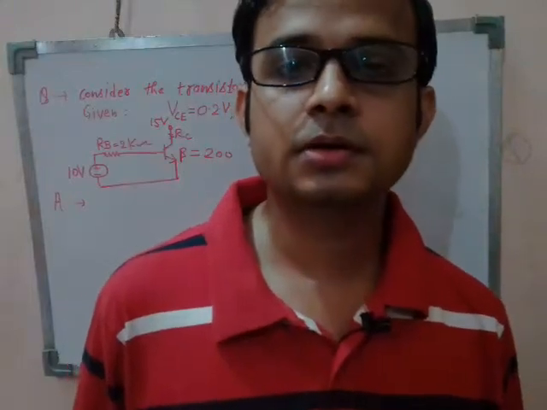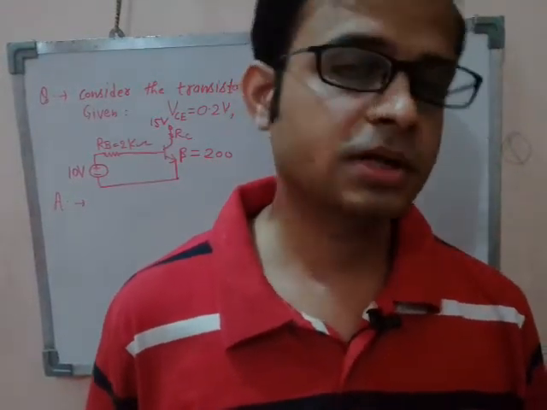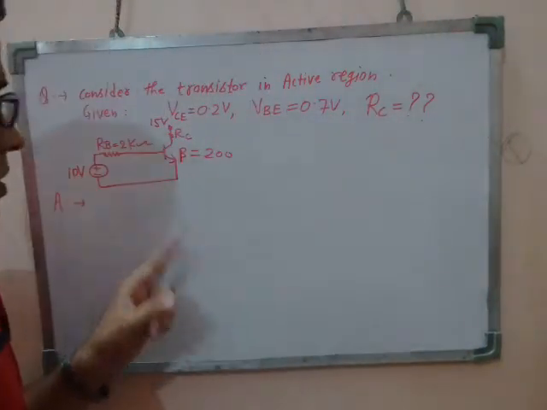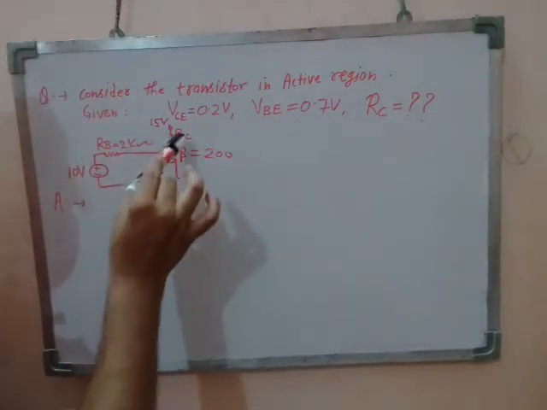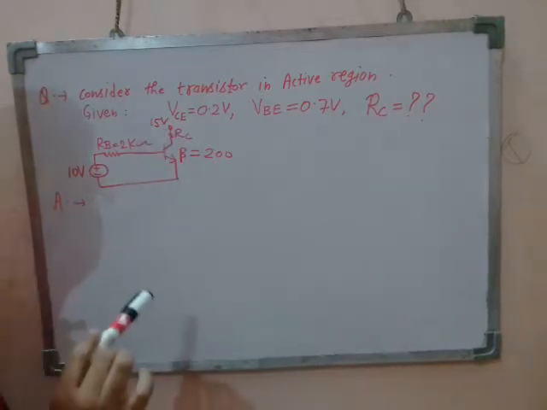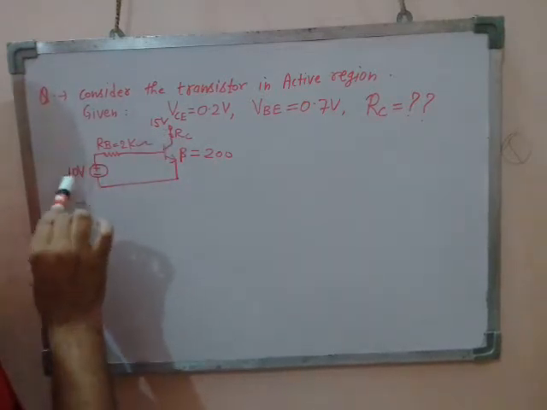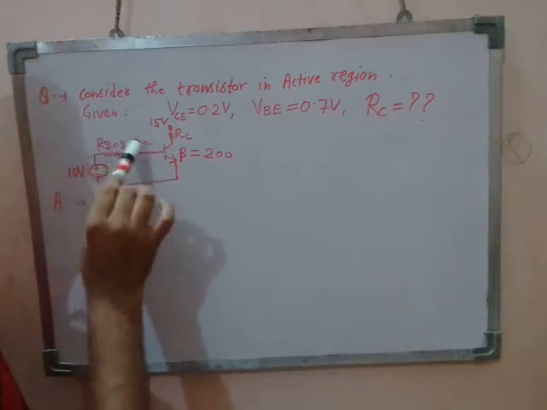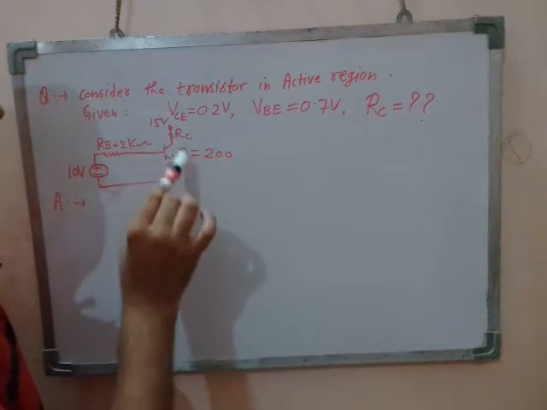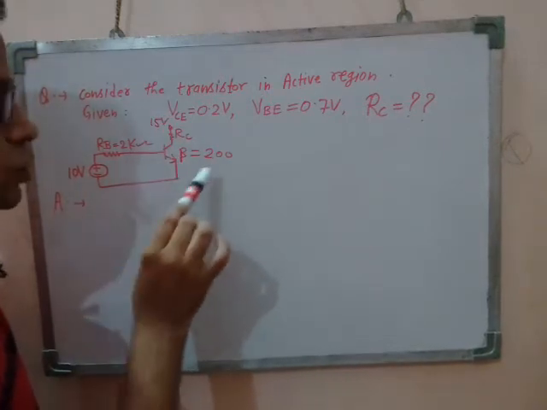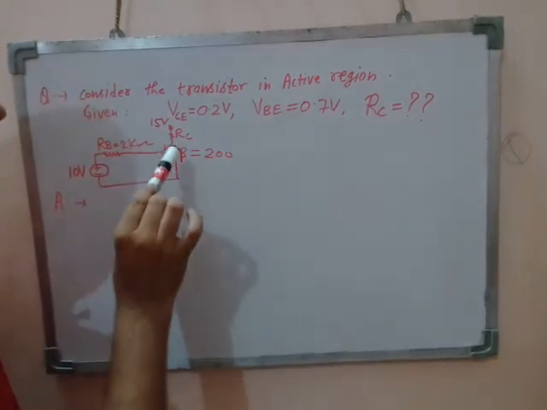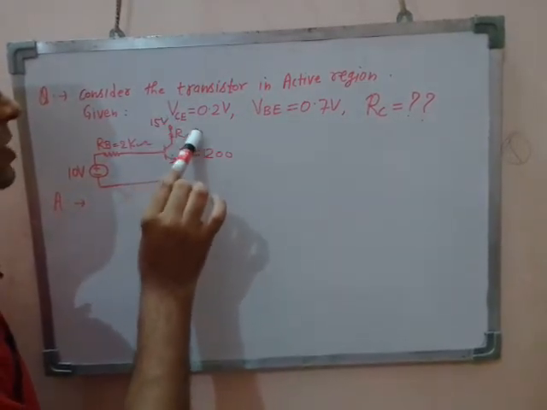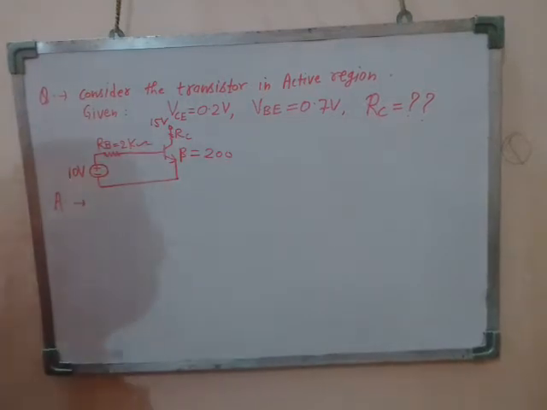Hello student, this question has been asked in your semester examination. The figure is given here. You are given an NPN transistor. A 10 volt battery is connected at the base terminal through this base resistance RB of 2 kilo ohm. Beta value is given as 200. A 15 volt battery is connected at the collector through this collector resistance RC.